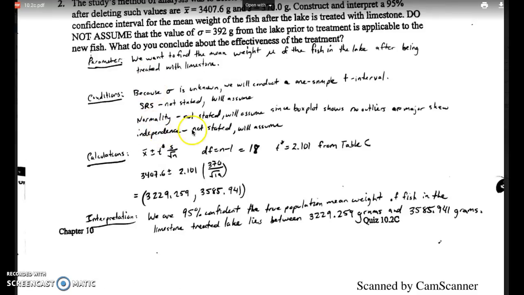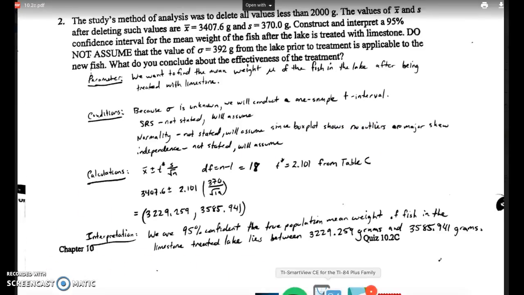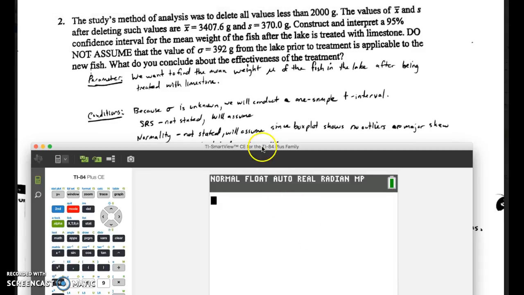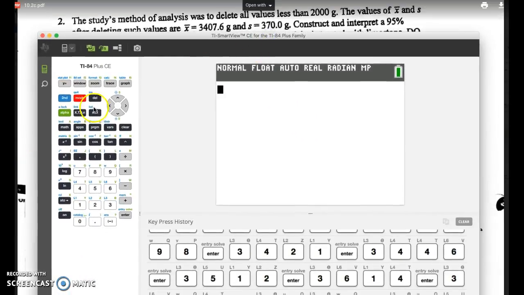However, if you look at a box plot of the data for this situation, you won't see any outliers and you won't see any major skewness. So if we take a look at the box plot real quick, I pulled up my graphing calculator on here.